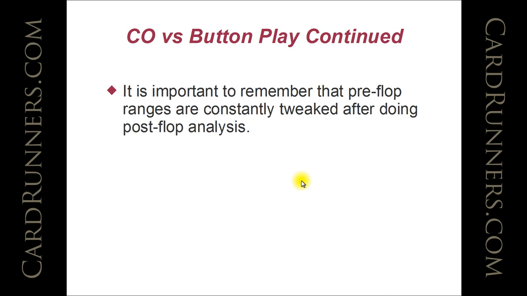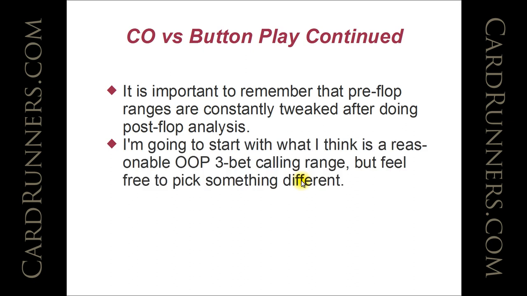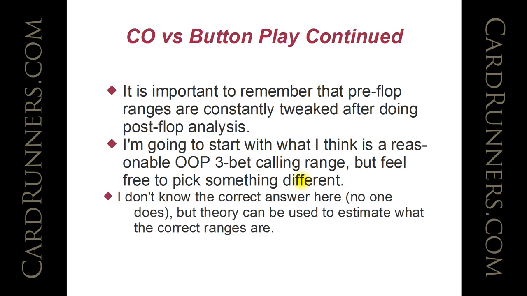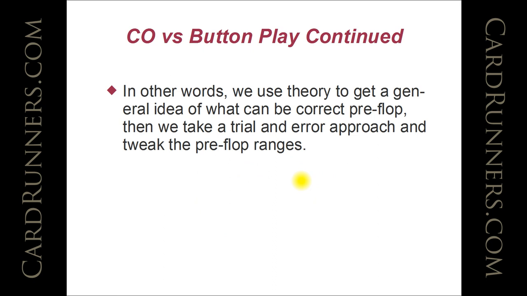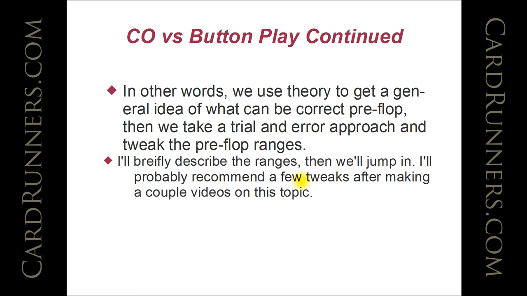It is important to remember that preflop ranges are constantly tweaked after doing post-flop analysis. I'm going to start with what I think is a reasonable out-of-position 3-bet calling range, but feel free to pick something different. I don't know the correct answer here, no one does, but theory can be used to estimate what the correct ranges are. In other words, we use theory to get a general idea for what can be correct preflop, then we take a trial and error approach and tweak the preflop ranges. I'll briefly describe the ranges, then we'll jump in. I'll probably recommend a few tweaks after making a couple of videos on this topic.